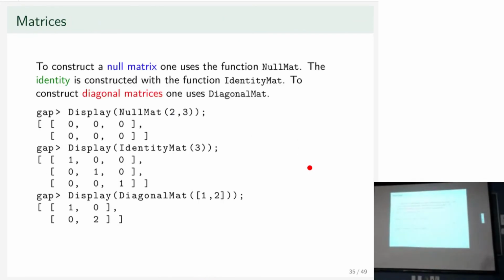So say that you want to construct a null matrix. Well, you have a function for null math, which just returns the null matrix. Okay, 2 rows, 3 columns. The same for constructing the identity. You fix the size and then you have the identity. And if you want to construct a diagonal matrix, well, you just need to use this function, diagonal math, and then what you put in the diagonal. Okay? And then you get the diagonal matrix.